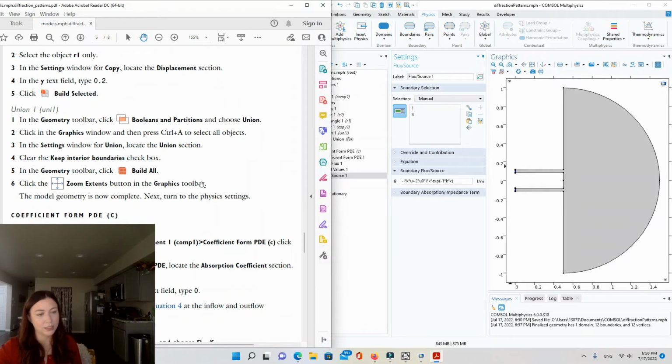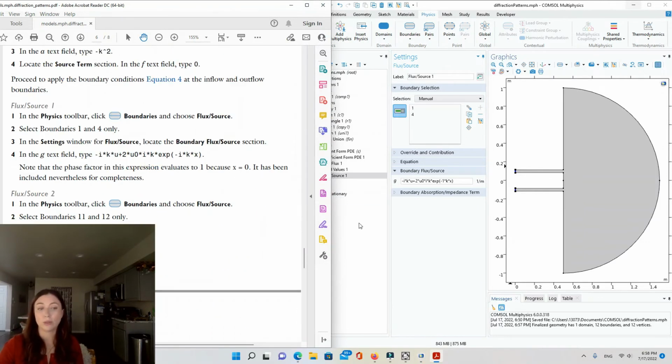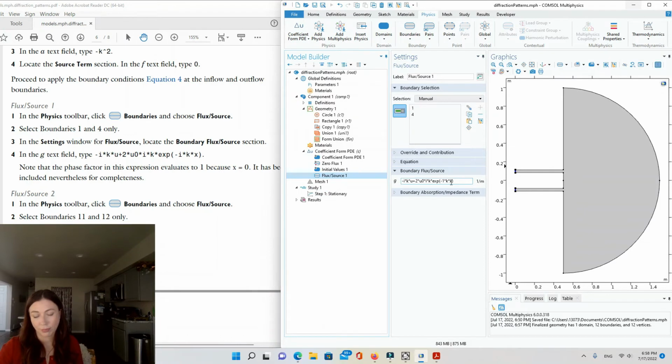Alright, note that the phase factor expression evaluates to 1 because x equals 0. It has been included nevertheless for completeness. So at this particular point, x equals 0, so if we plug that in, the exponent of 0 is just 1, and then you've got a negative i term plus this term times 1.